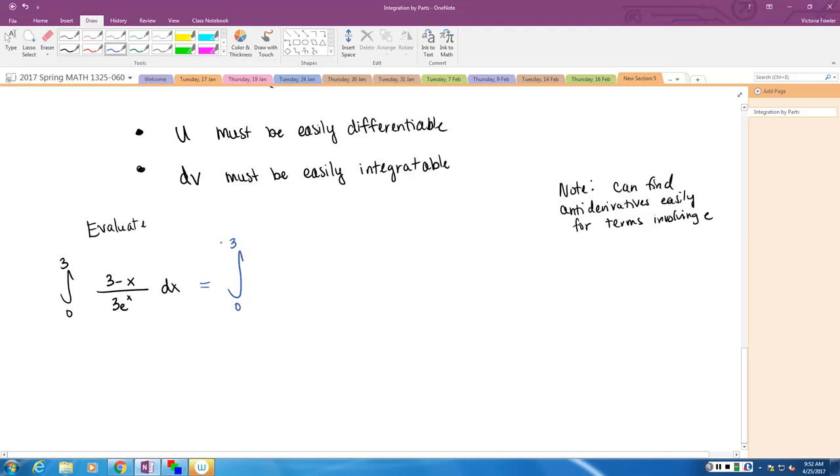I'm now going to rewrite this. I'm going to take that numerator, which is 3 minus x, and move it to the side so that I have 3 minus x times 1 over 3 e to the x dx. You guys agree that's the same thing; I've just split apart that multiplication. Keeping in mind what I said about the e, this back end is the dv, and that 3 minus x is the u.